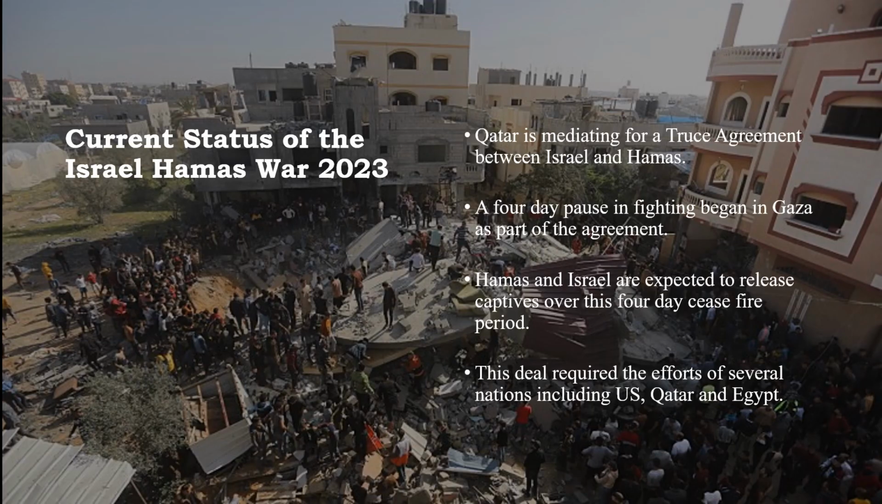So now let's study the current status of the Israel-Hamas war 2023. Qatar is mediating for a truce agreement between Israel and Hamas. This deal required the efforts of several nations including the US, Qatar and Egypt. A 4-day pause in fighting began in Gaza as part of the agreement between Hamas and Israel. Hamas is expected to release 50 Israeli captives over the 4-day period, while Israel is releasing 150 Palestinian detainees.